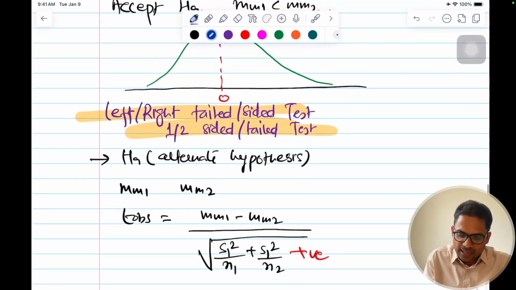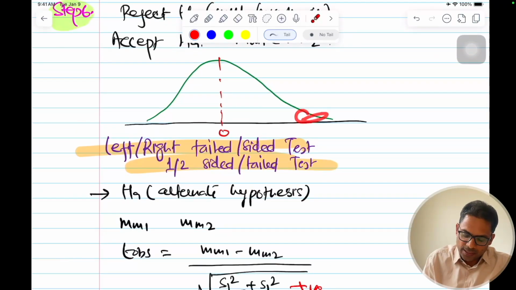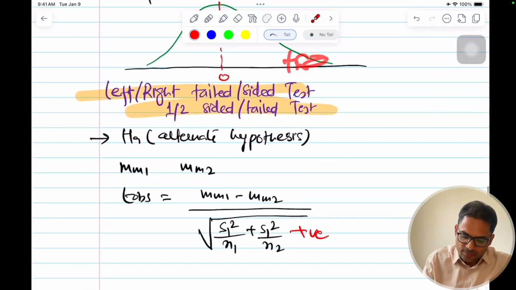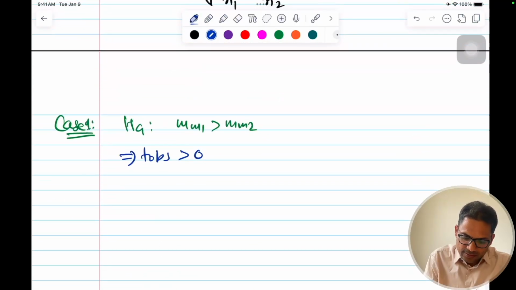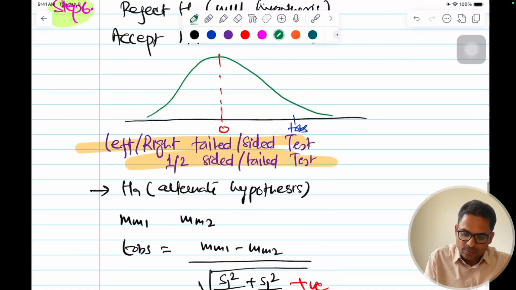Means, where will I have to look? Where will I have to look now? The distribution of the PDF. Here, T observed will come somewhere here, as we saw in this case. So my T observed will be somewhere here, on the right side. Similarly, the other way around, case 2. If my alternate hypothesis is that the mean recovery time of medicine 1 is less than mean recovery time of medicine 2, then what will happen?